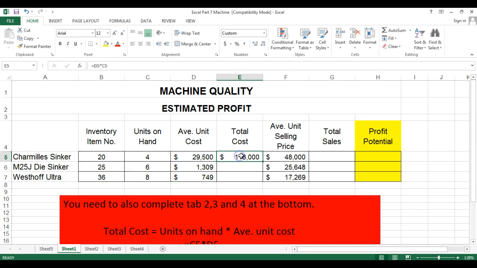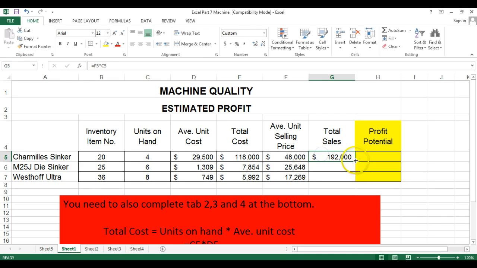Okay, now at this point, you can do the fast route and copy down. That's fine. Let's go over to total sales. We'll throw our equal sign in there. You're going to start with the neighbor. You're going to multiply, again, units on hand. Because we're going to pretend we're just lucky and we sell everything that we buy.